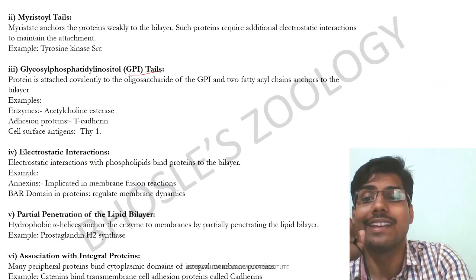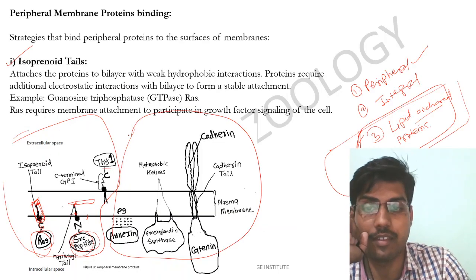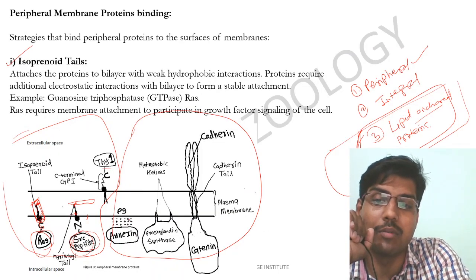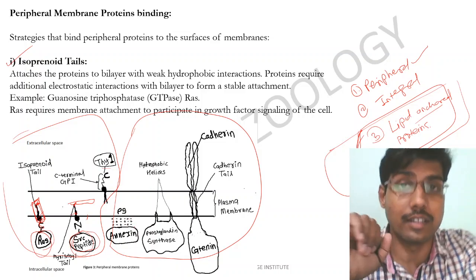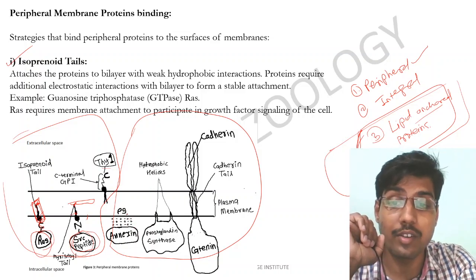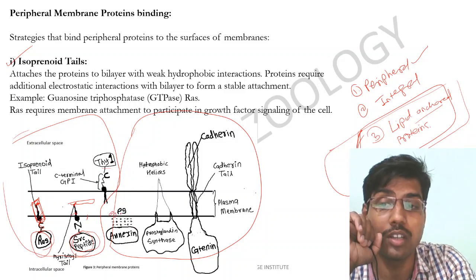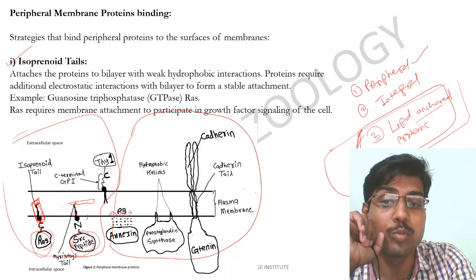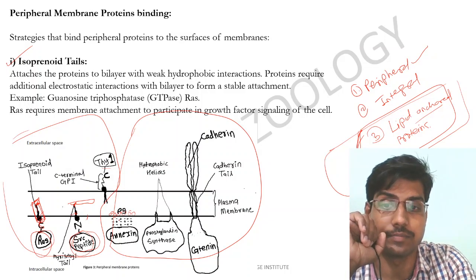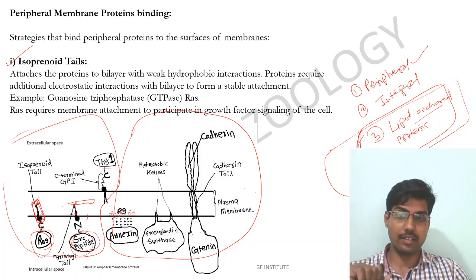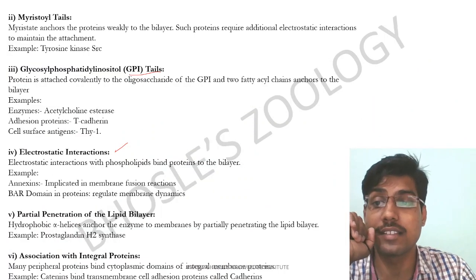Electrostatic interaction, like in the case of annexin. See, these annexins establish some electrostatic interactions, or forces of attraction, with the hydrophilic groups of the lipid bilayer, and because of this electrostatic interaction they remain attached to the lipid bilayer. So the example is annexin.